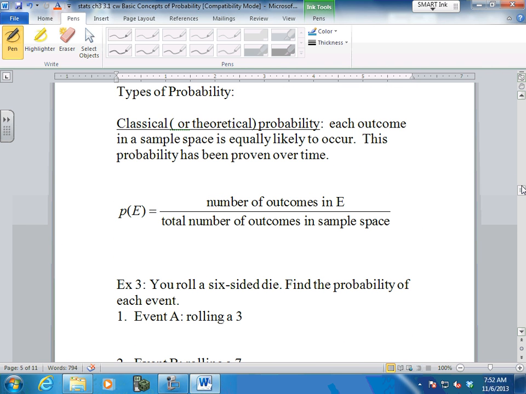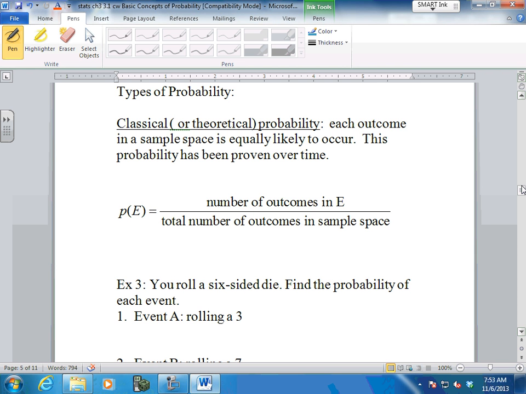Now, your types of probability. You basically have 2 types. You have your theoretical, you have your empirical. Actually, you also have a subjective one. You have your theoretical, which is sometimes called your classical. Some books call it classical. Most books say theoretical. Theoretical is by theory.